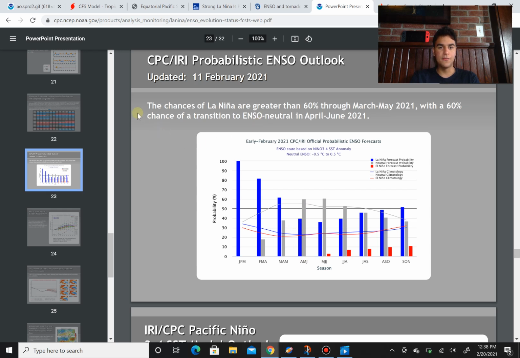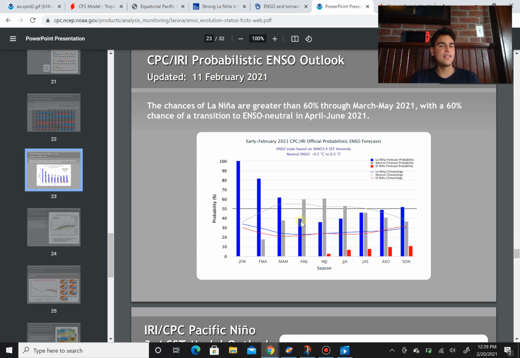And based off of the chances that the CPC is giving, we see that the chances of a La Nina are greater than 60% throughout March to May 2021, which gives it a more likely chance that there's going to be a La Nina phase still extending throughout the months of March, April, and May, and probably even towards June, where the La Nina phase is expected to come back. There's definitely still that chance it does transition into a neutral phase though.